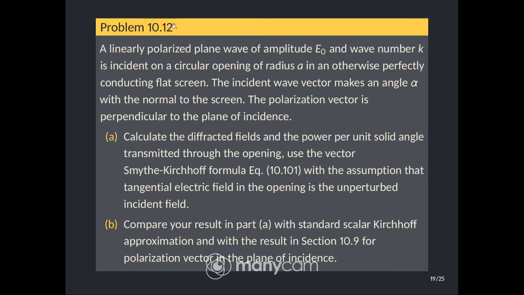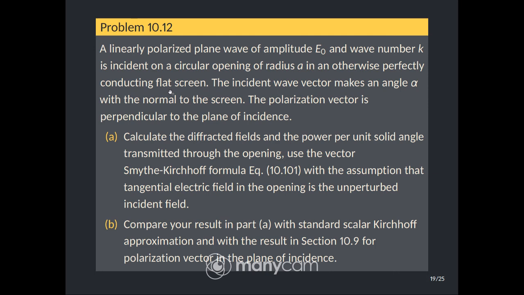For problem 10.12, a linearly polarized plane wave of amplitude E0 and wave number k is incident on a circular opening of radius a in an otherwise perfectly conducting flat screen. The incident wave vector makes an angle alpha with the normal to the screen. The polarization vector is perpendicular to the plane of incidence. A. Calculate the diffraction field and the power per unit solid angle transmitted through the opening.